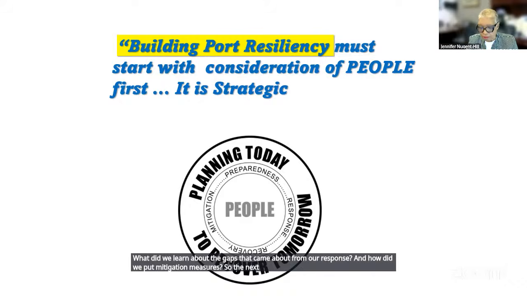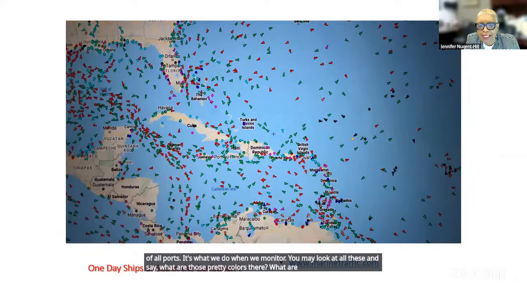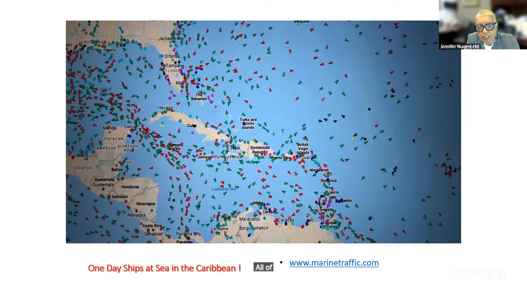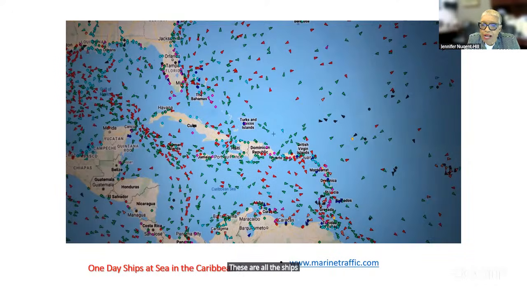So the next slide will share with you what I consider to be the most important part of all ports. It's what we do when we monitor. You may look at all these and say, what are those pretty colors there? What are those dots? All of you on this call, or I should say the majority of you, understand that in one day, these are all the ships that are floating around the Caribbean.